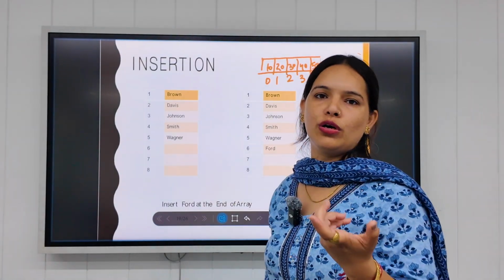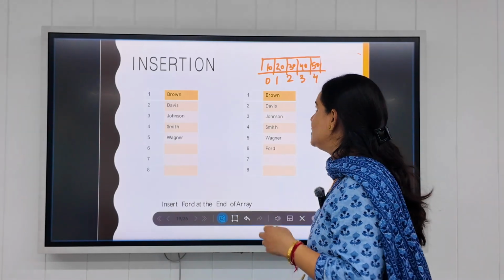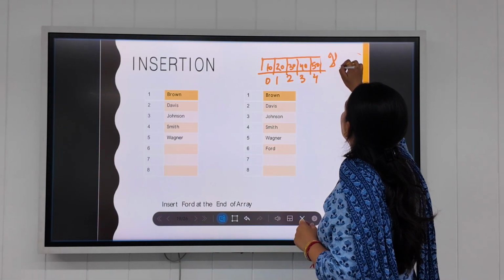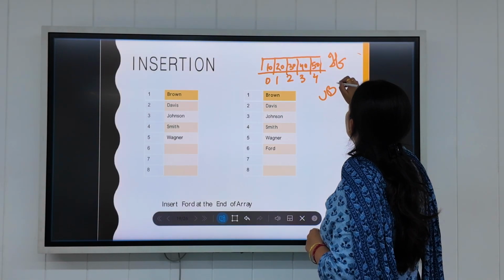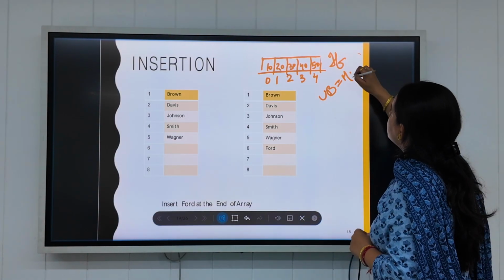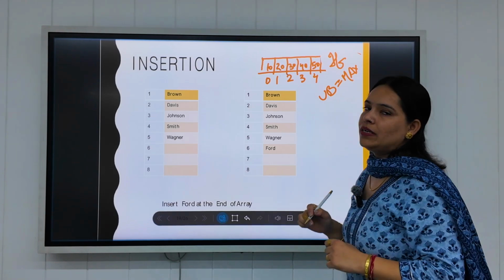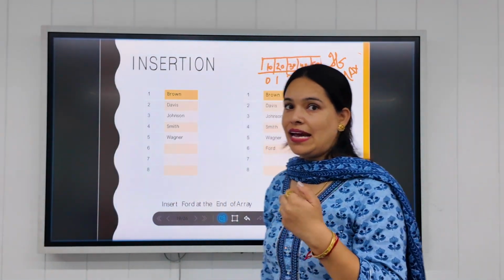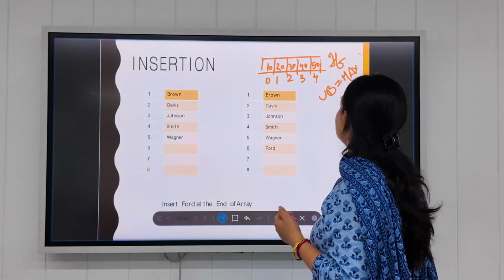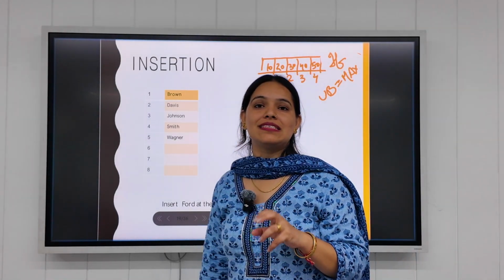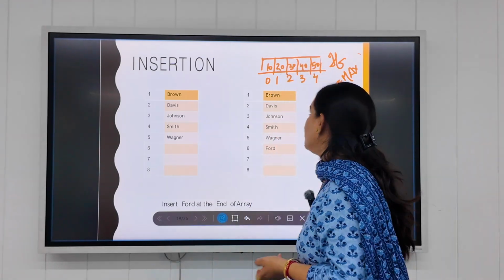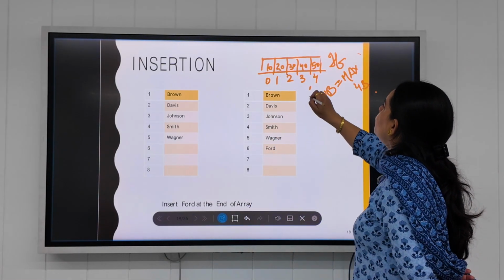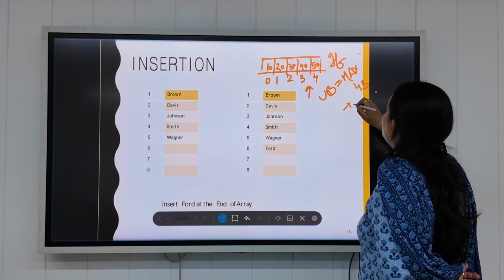Firstly, we'll check the overflow condition. Overflow condition is if UP is equal to max. What is UP? UP is the highest occupied index value, like I discussed earlier. And what is the max? Max is the size of the array. Here max is 4, and in this case 4 is representing the UP also.